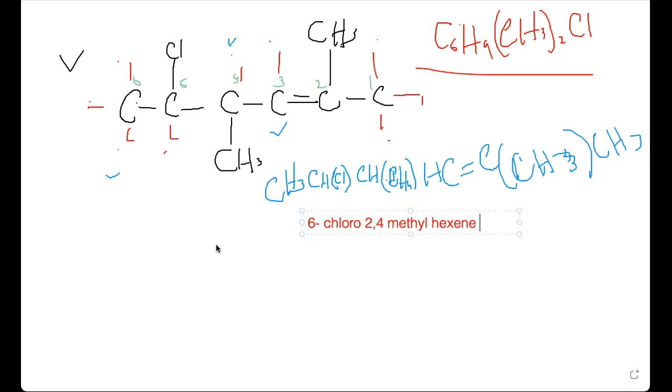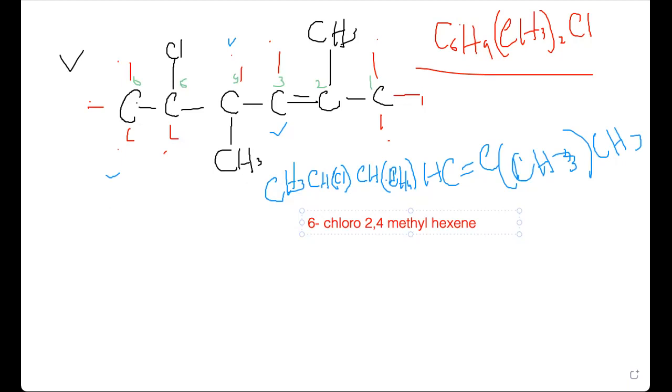You can see the name is not showing how many bonds there are and how many hydrogens there are. There could be 2 double bonds. There could be 3 double bonds. Or if there is 1 double bond, it could be at the second carbon. It could be in the middle of the chain. It could be at the end of the chain. How do we know where the double bond is? You have to mention that. Where is the double bond?